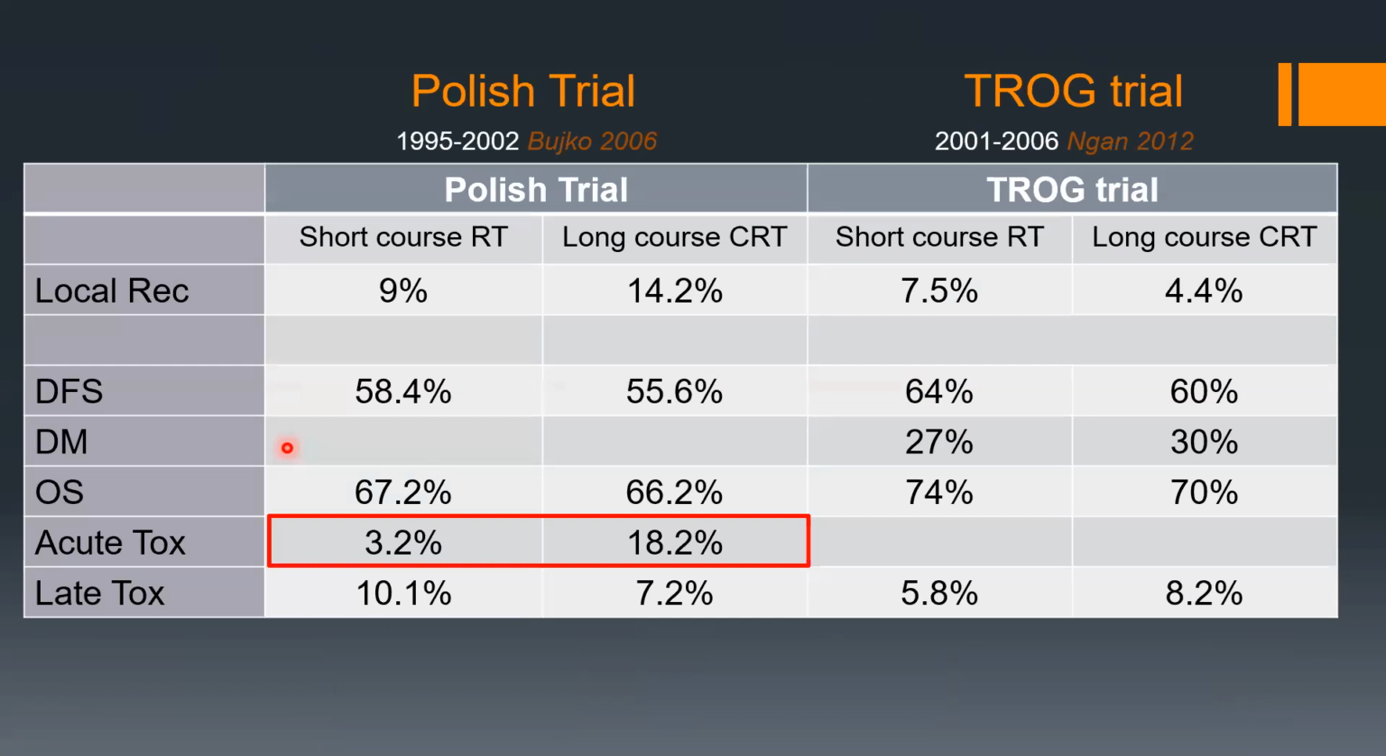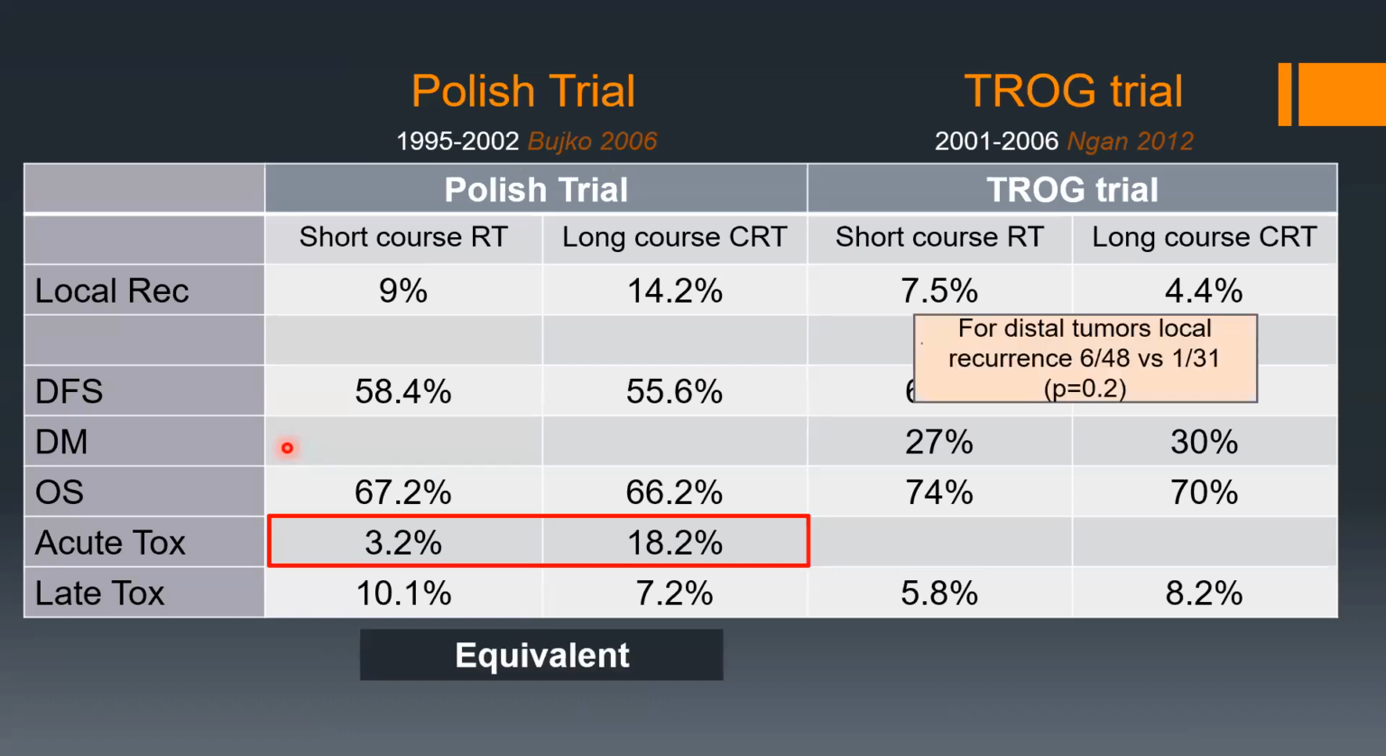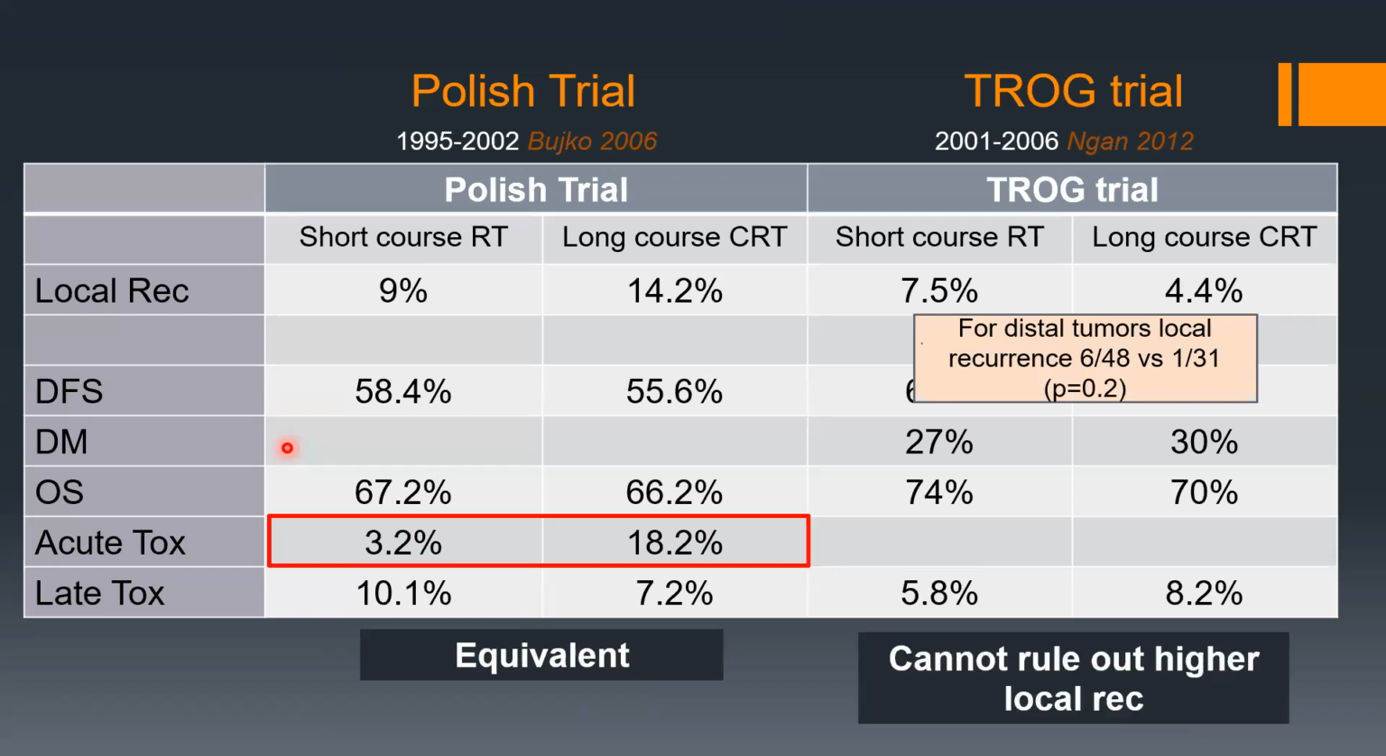However, the Polish trial showed more acute toxicity in the long course chemoradiation arm, whereas the TROG trial showed that in the low rectal tumors, for tumors which are in the distal part of the rectum, there was a slightly higher chance of local recurrence with short course radiotherapy. So they said that they cannot rule out a higher local recurrence rate in low rectal cancer patients.